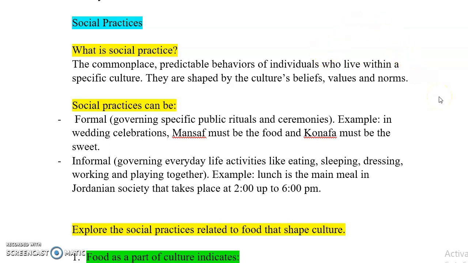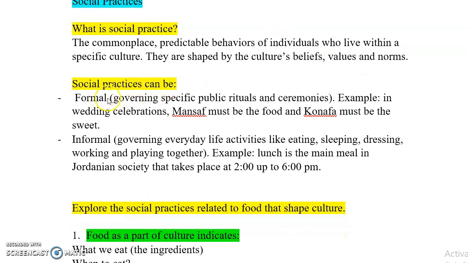So what is social practice? It means the commonplace, predictable behavior of individuals who live within a specific culture. They are shaped by the culture's beliefs, values, and norms. Actually, when we say social practice, it means that it is a result of all the beliefs, norms, and values that we have. And these practices will happen in every part of our life. It will happen in the way we eat, the way we dress, the way we have occasions, and the way we behave in some occasions.